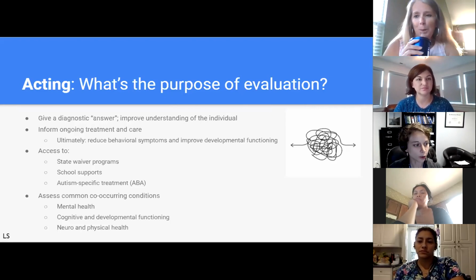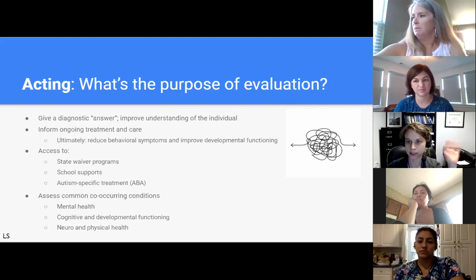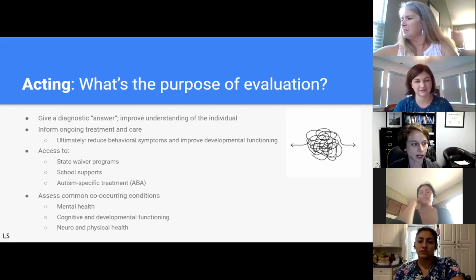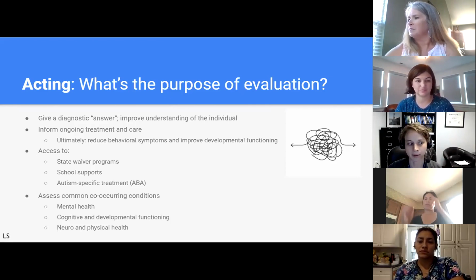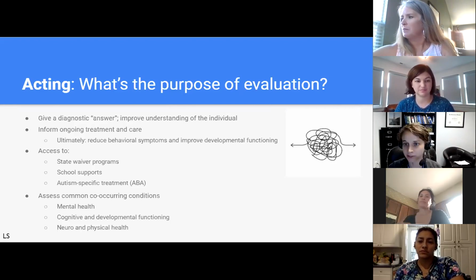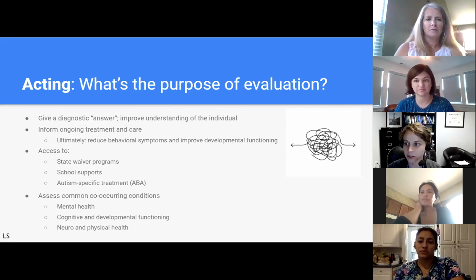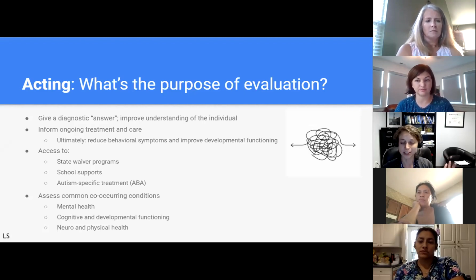And so in addition to co-occurring mental health, which is where my brain goes because I'm a psychologist, other things we also want to think about are co-occurring cognitive and developmental functioning. So about 20% of individuals with autism will have significant delays in cognitive functioning. And so that's something that we always need to make sure we're following up on. And then also, you remember we said there's that high rate of seizure activity and GI problems. So we need to think about all those things too.